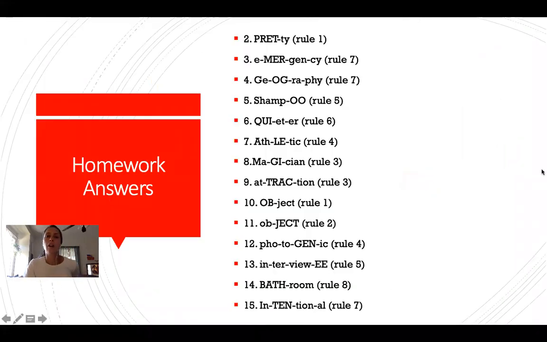Great. So here are all of the pronunciations. We say pretty, and actually we don't say pre, right? So we say pretty, emergency, geography, shampoo, quieter, athletic, magician, attraction, object, object, photogenic, interviewee, bathroom, intentional. So just double check your work, pause this here if you need to, and the answers are here, but the answers are also at the bottom of the worksheet on Canvas. So pause this if you need to.